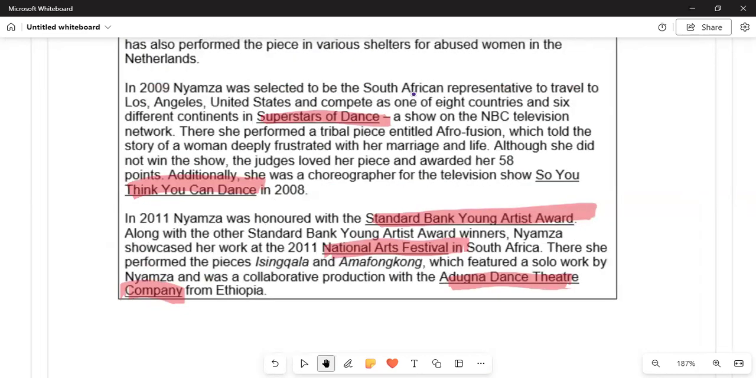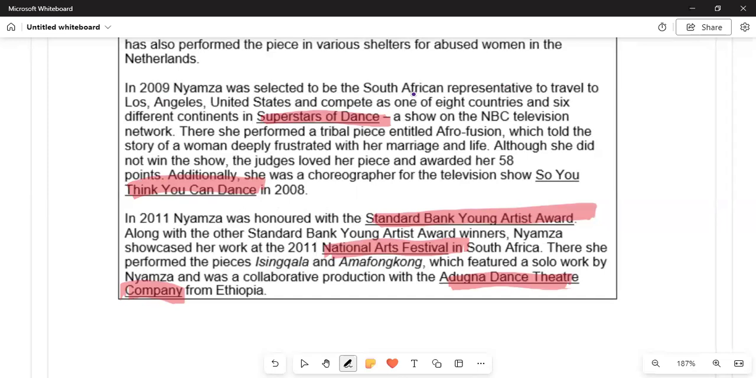In 2009, Nyamza was selected to be the South African representative to travel to Los Angeles, United States, and compete as one of 8 countries and 6 different continents in Superstars of Dance, an NBC television show. There she performed a piece entitled Afrofusion, which told the story of a woman deeply frustrated with her marriage and life. Although she did not win the show, the judges loved her piece and awarded her 58 points.